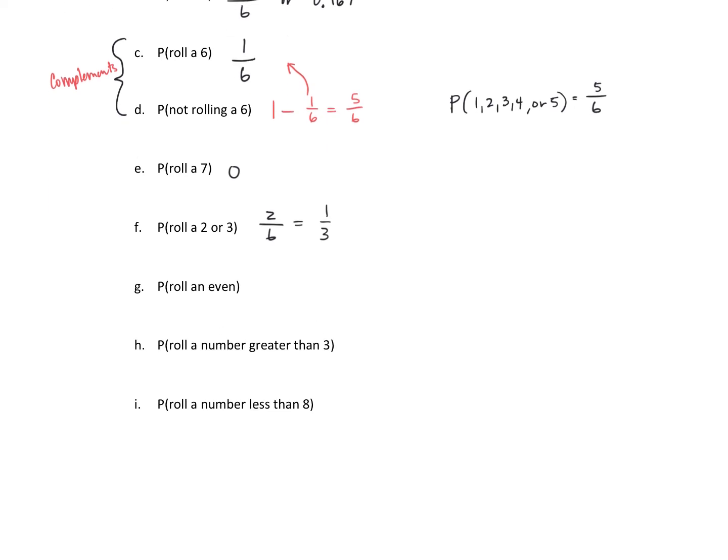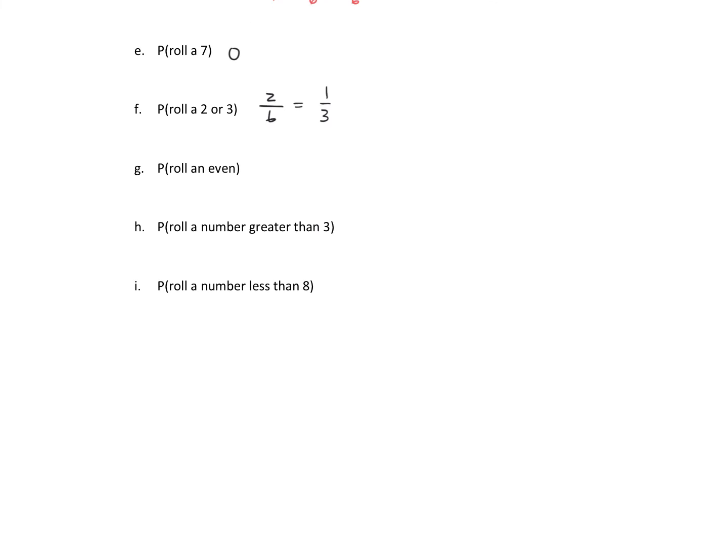Okay, part G is you roll an even. So if you go back and think about your sample space, I will write it over here. And I'm looking for even numbers. So that's a 2, 4, and a 6. So there are 3 numbers that would be even. There are 6 possible numbers to choose from. So 3 out of 6 would be the probability of rolling an even, and then I would reduce to 1/2.